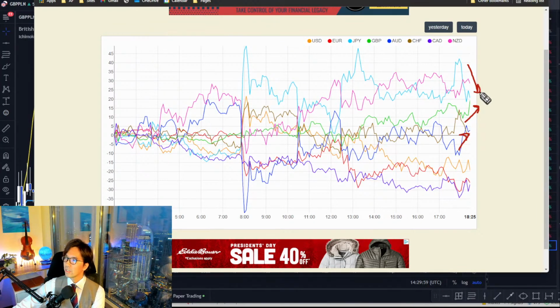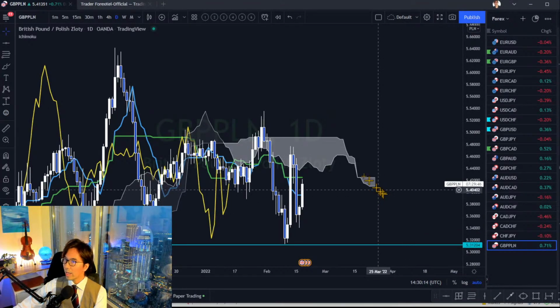Pound is going up, JPY is going down. So I think the most volatile, the most active market right now is pound JPY. It's going up more than any pairs. But yeah, let me check the GBPPLN.